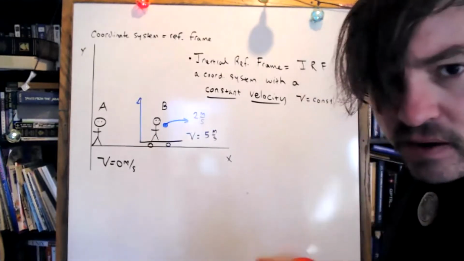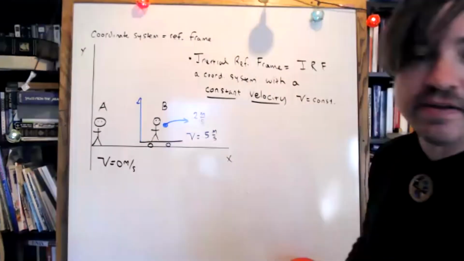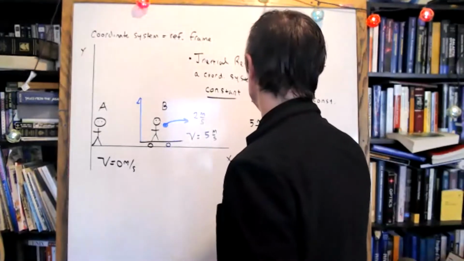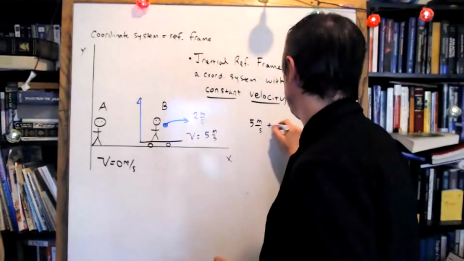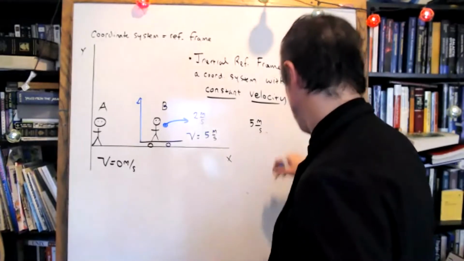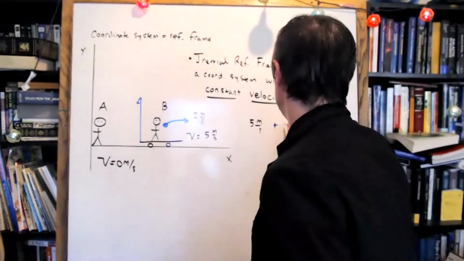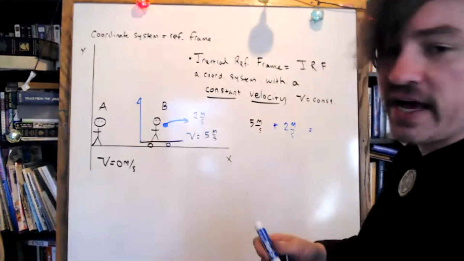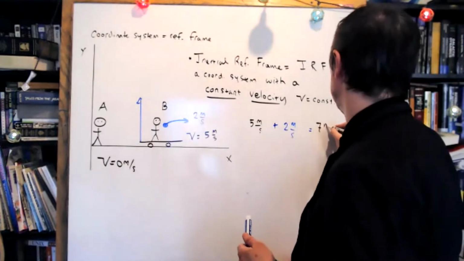And let's think about what Mateus did there. Mateus said the skateboard's traveling at 5 meters per second, right? And relative to B, the ball travels at 2 meters per second. Plus 2 meters per second. And then Mateus adds 5 meters per second and 2 meters per second. He gets 7 meters per second.